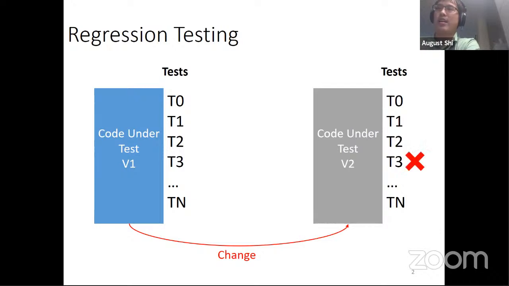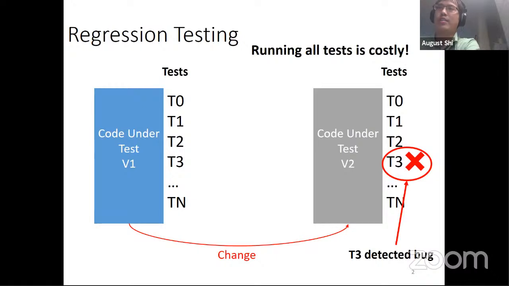So if they see a test actually fails after the change, this test is kind of indicating to them that there is a bug in the change. They just now stop and then fix that before moving on. So the problem with this regression testing is that running all these tests is rather costly, especially when there's lots and lots of tests to run after every change.